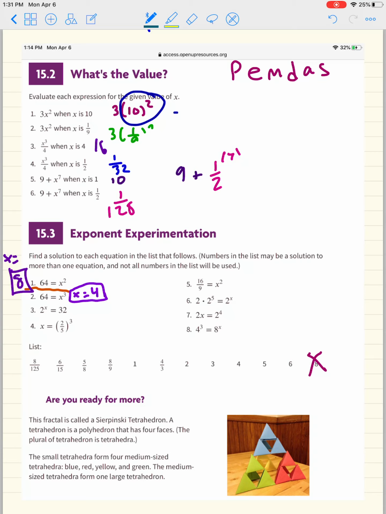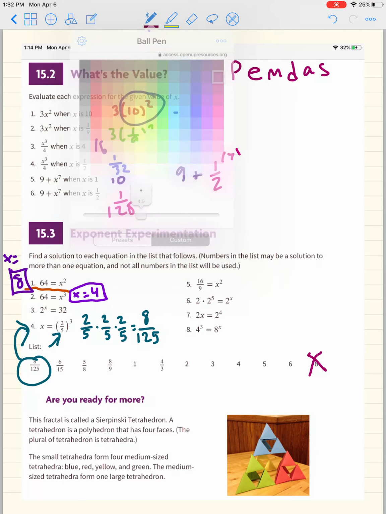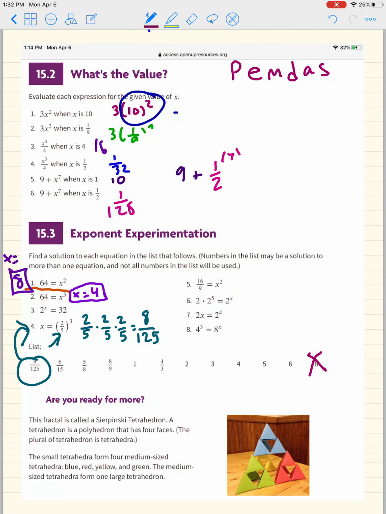So let's go ahead and look at number 4. So here we're going to have 2 fifths times 2 fifths times 2 fifths. 2 times 2 is 4 times 2 is 8 over 5 times 5 is 25 times 5 is 125. And so here we have 8 over 125, which is right here. But I think that number 5 might be a little trickier, so let's do number 5.